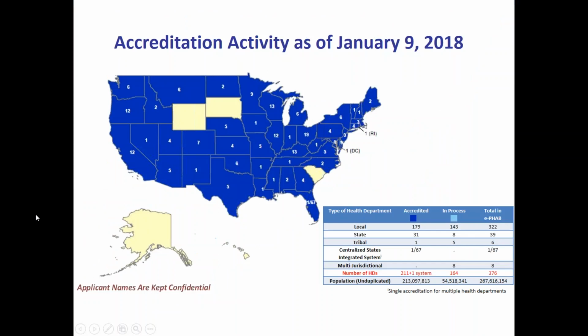Here is a map showing the states in dark blue are the states that have at least one accredited health department. And if your eyesight is good or you have a big enough monitor, you can actually see the number of accredited health departments in each state.